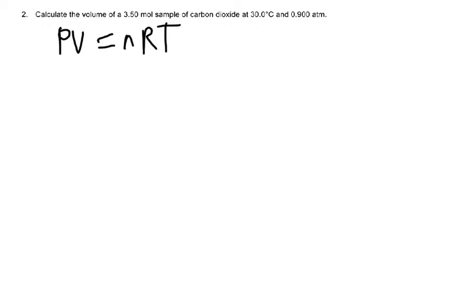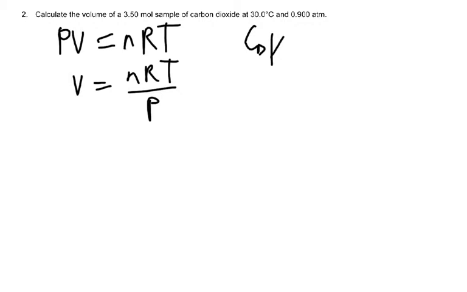So I know that from the ideal gas law, pressure times volume is equal to nRT. I can rearrange this equation to solve for volume. So volume is going to equal nRT over P. I have n, R is a constant. I have T. I need to convert this T into kelvins, and then I have P for pressure.